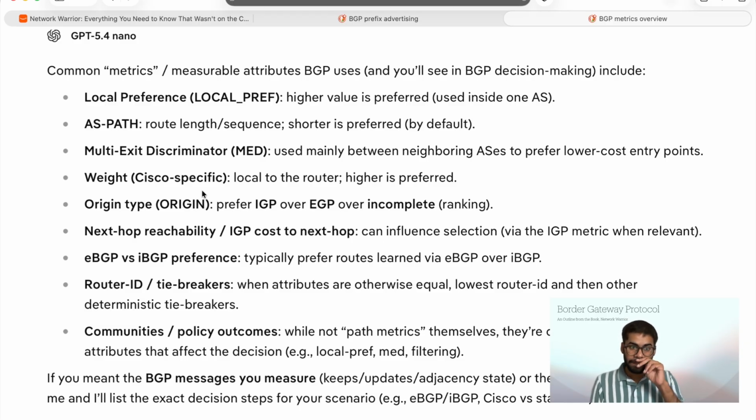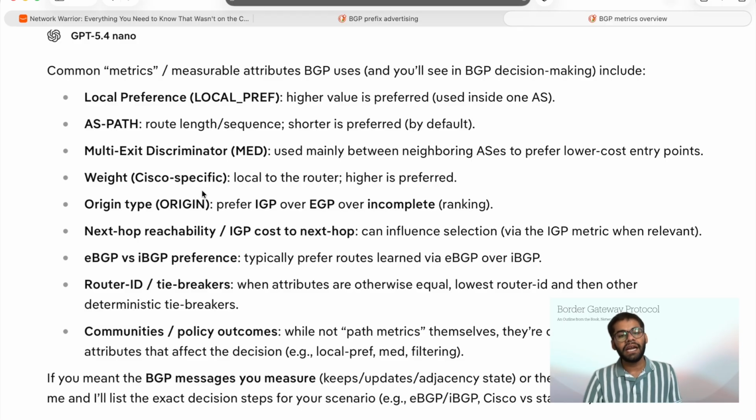Next is EBGP versus IBGP preference. Typically a route learned via EBGP is preferred over IBGP. I have already mentioned it. Next is router ID as a tiebreaker. When attributes are otherwise equal, the lowest router ID or another deterministic tiebreaker decides. So basically, just like OSPF, we can also set the router ID of the router in BGP as well. And here, the lowest router ID will be preferred.